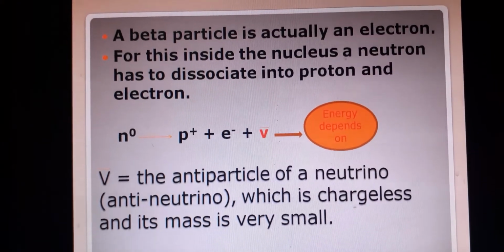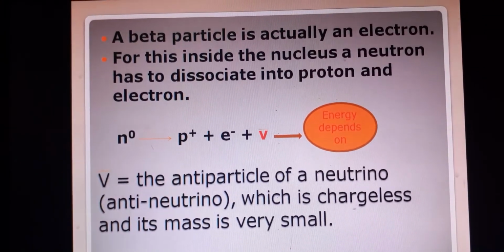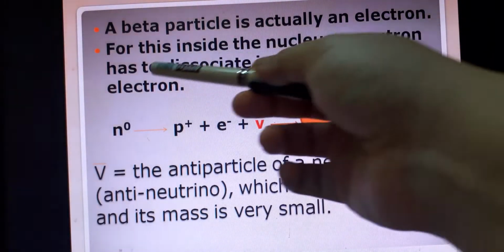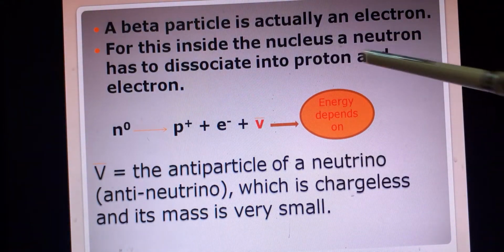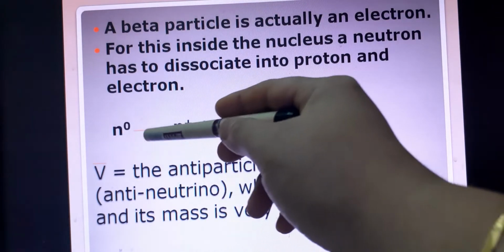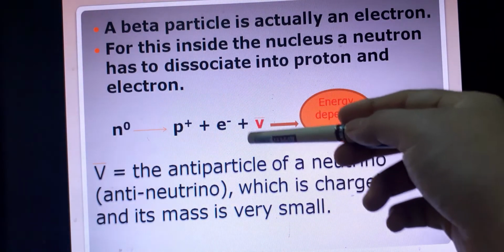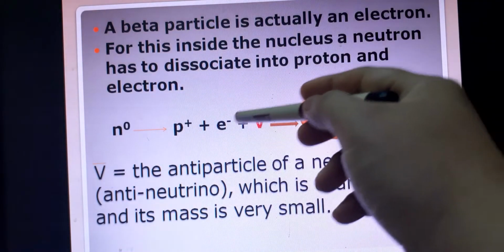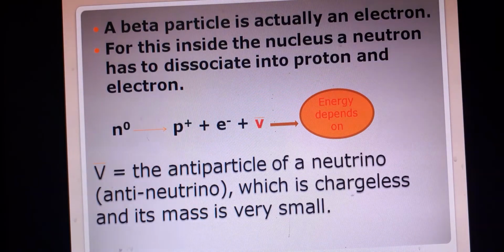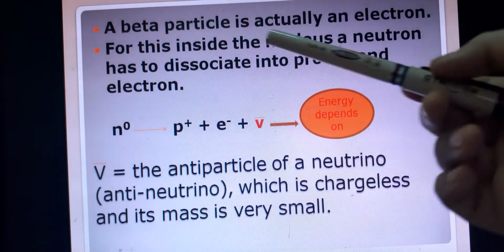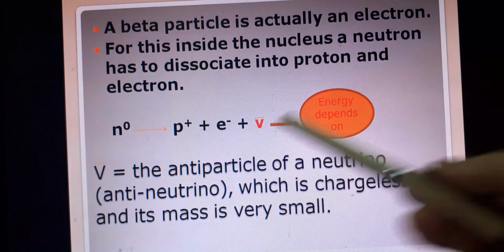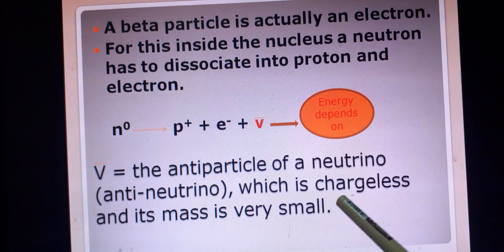Now, a beta particle is actually an electron, and for this, inside the nucleus a neutron has to dissociate into a proton and an electron. That means the neutron is converting into a proton and an electron, plus an antiparticle known as the antineutrino particle. The amount of energy an unstable atom shows in the emission of a beta particle depends on this antineutrino particle, which is chargeless and very small.